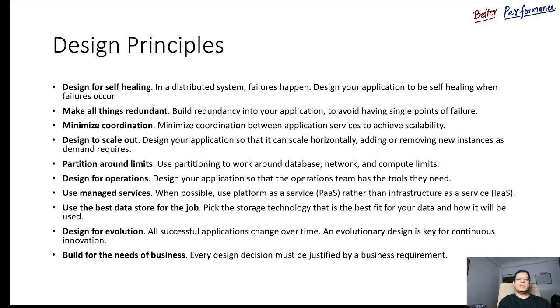Also, it should always be built around the business need. If some business decision needs certain changes in requirements, you can take out one or two services offline and make the changes rather than working on the entire system.